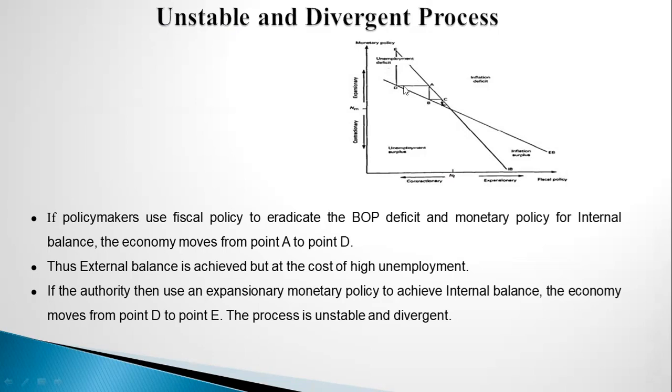External balance is achieved, but at the cost of high unemployment. If the authorities then use an expansionary monetary policy to achieve internal balance, the economy moves from point D to point E. Clearly, such a policy assignment proves to be unstable, moving the economy away from the simultaneous achievement of IB and EB schedule.